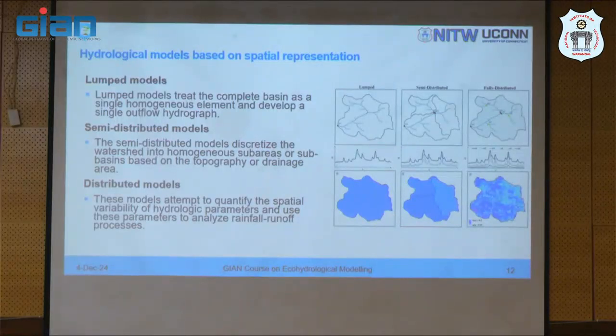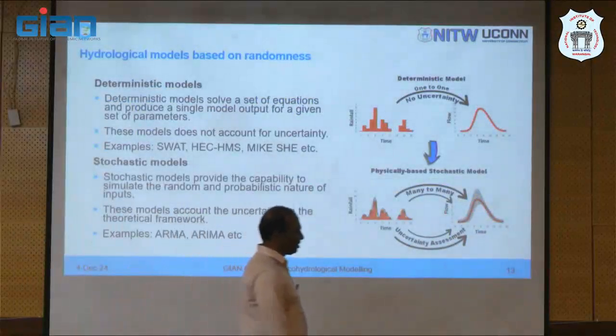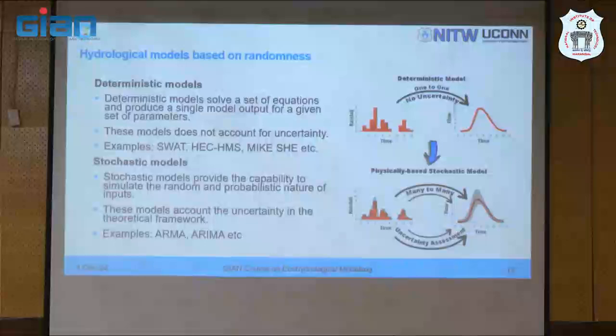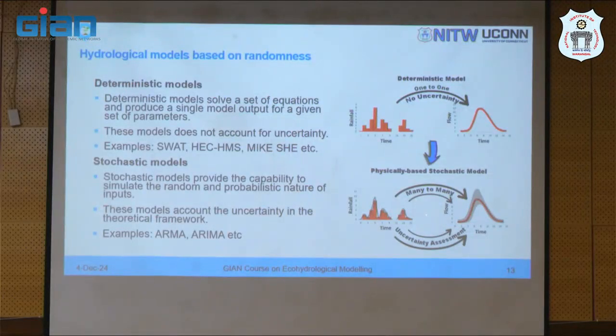So SWAT is a physics based semi distributed model. Why it is semi distributed, I will come to that. Now deterministic and stochastic. A deterministic model, given an input, will always give the same output. If the input is the same, the output is going to be the same. Stochastic, not necessarily. For a given input, there can be multiple outputs, right. So SWAT is a deterministic physics based semi distributed model.